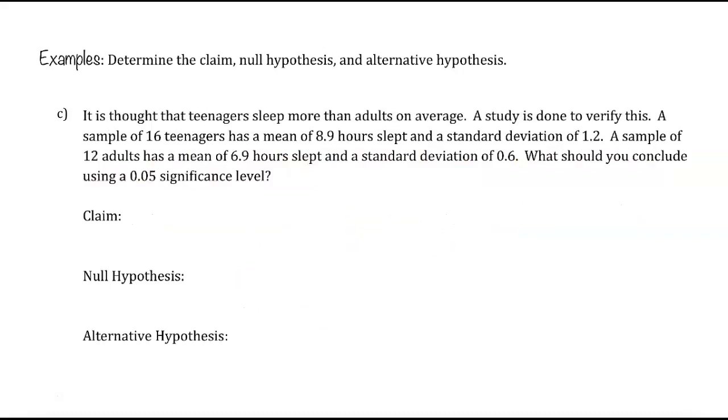Example C reads this. It is thought that teenagers sleep more than adults on average. A study is done to verify this. A sample of 16 teenagers has a mean of 8.9 hours slept and a standard deviation of 1.2. A sample of 12 adults has a mean of 6.9 hours slept and a standard deviation of 0.6. What should you conclude using a 0.05 significance level?